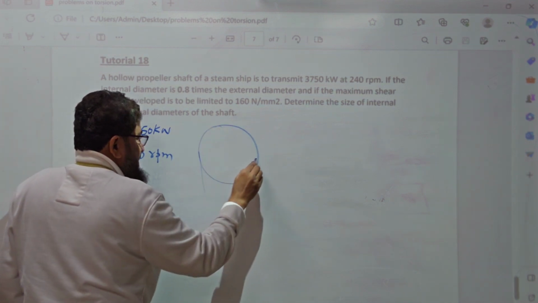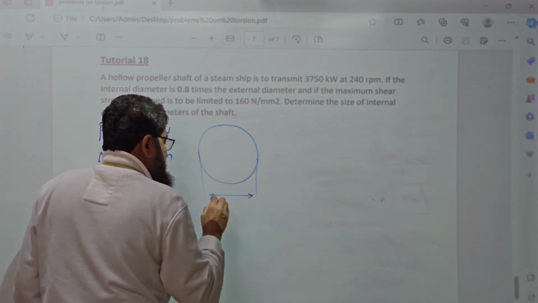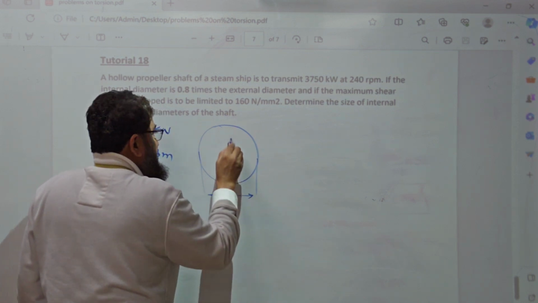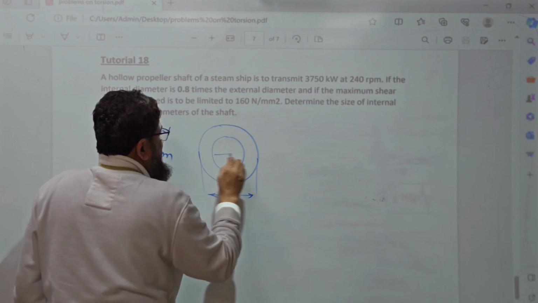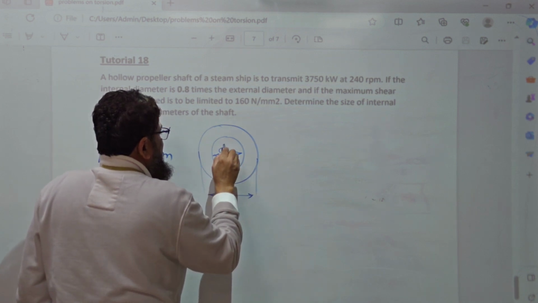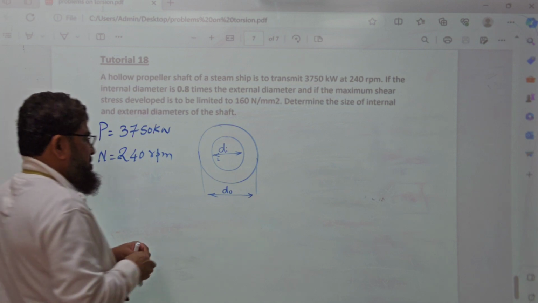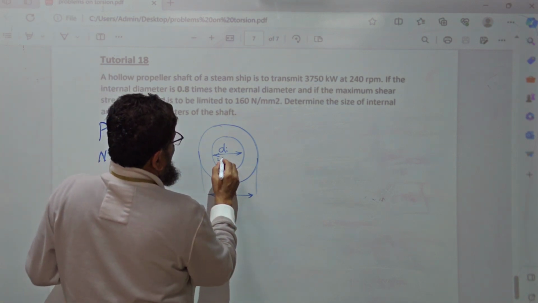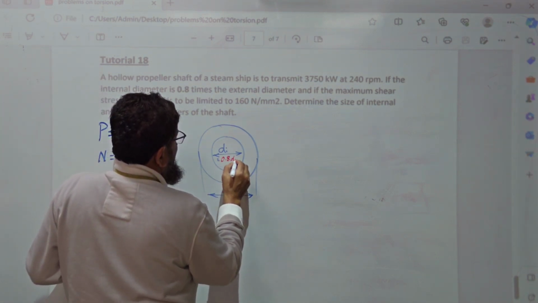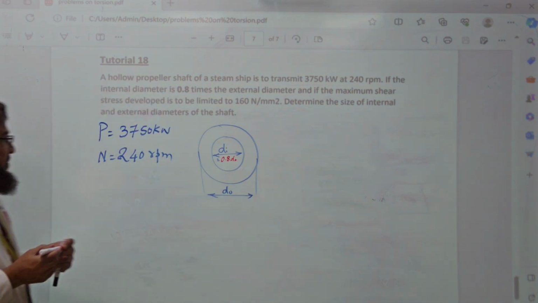If outside diameter is D naught, he is telling inside diameter Di is equal to 0.8 D naught. This is what he says, okay?